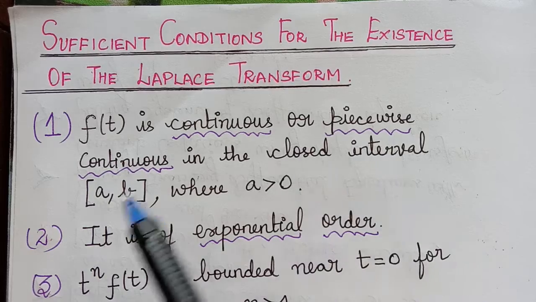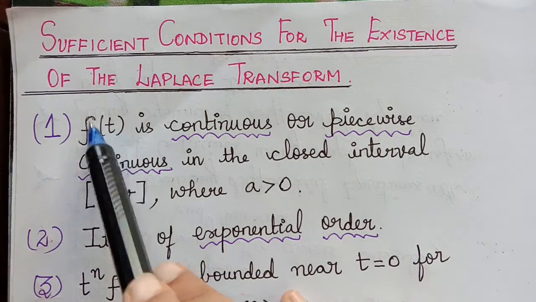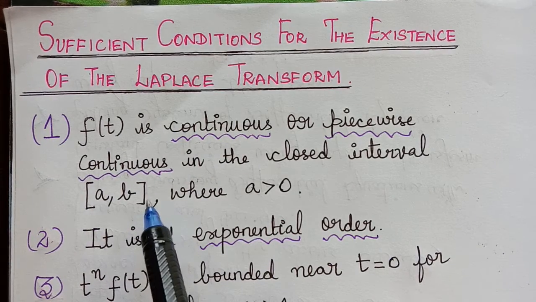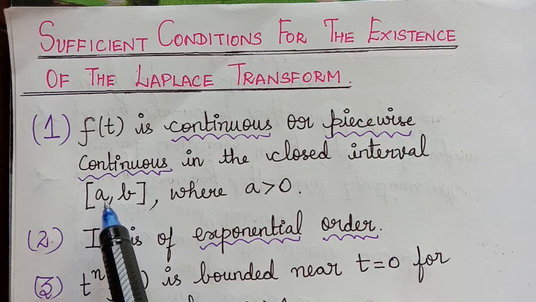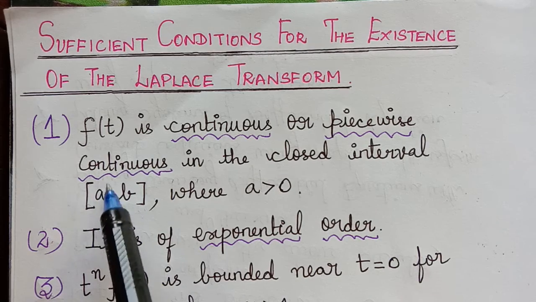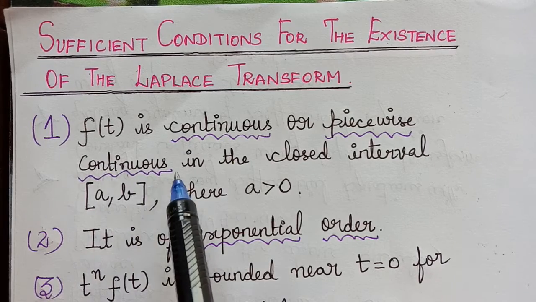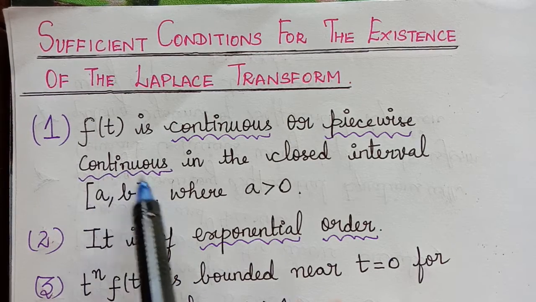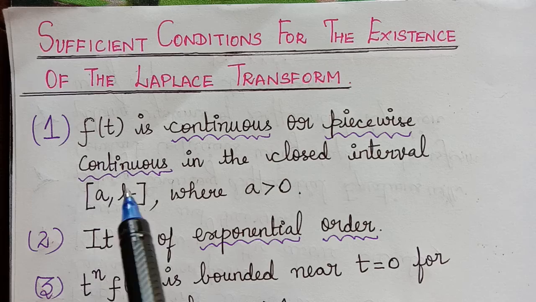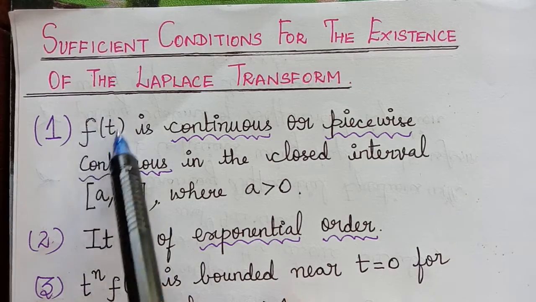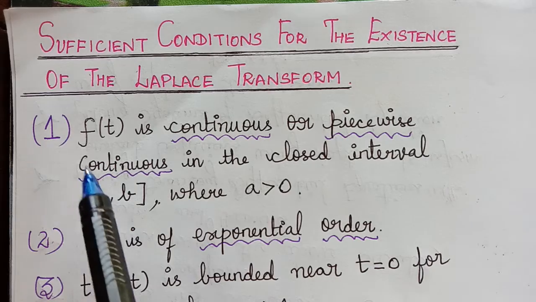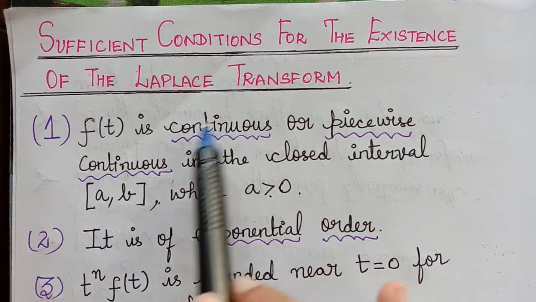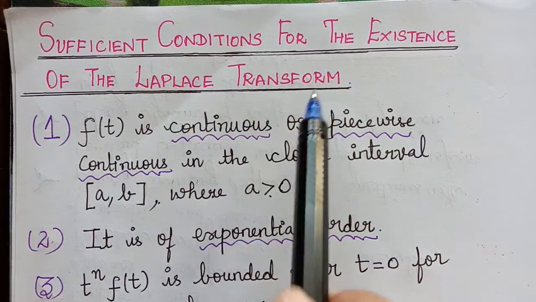Now what is this piecewise continuous? A function f of t is said to be piecewise continuous in a closed interval a comma b if it is defined on that interval and is such that the interval can be broken up into a finite number of subintervals in each of which f of t will be continuous. So when this closed interval is broken up into subintervals, in those subintervals also the function f of t will be continuous. In that case, f of t is said to be piecewise continuous. So this is the first sufficient condition for the existence of Laplace transform.